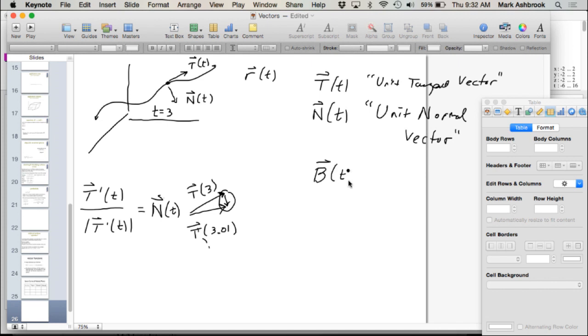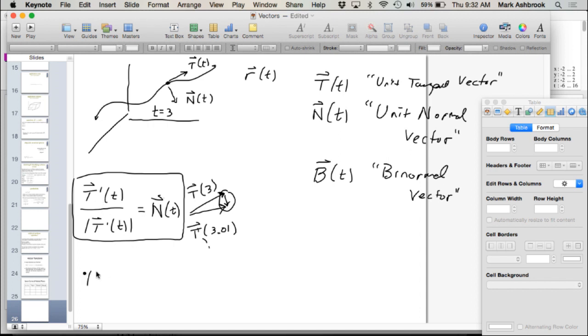called the binormal vector, which is also a unit vector. And this is how we get the normal vector. It's the unitized version of the derivative of the unit tangent. And then if we do T cross N, we get this thing called the binormal vector.